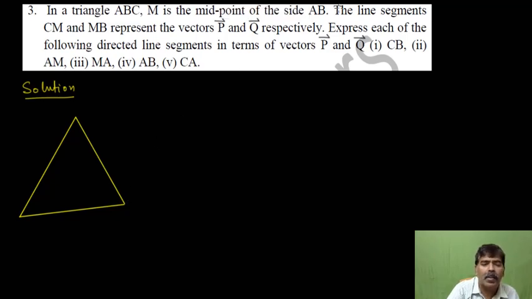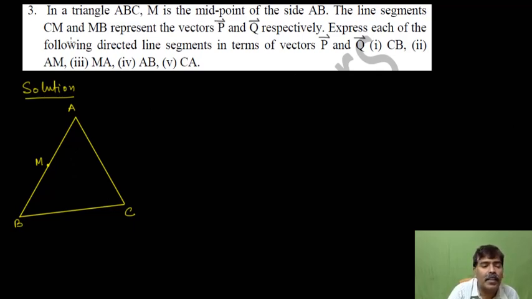Okay, so that's A, B and C, and M is the midpoint. Okay, so M is the midpoint of AB, so this is M. Okay, now let's take a different color.